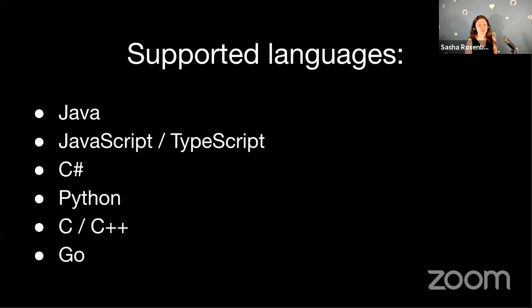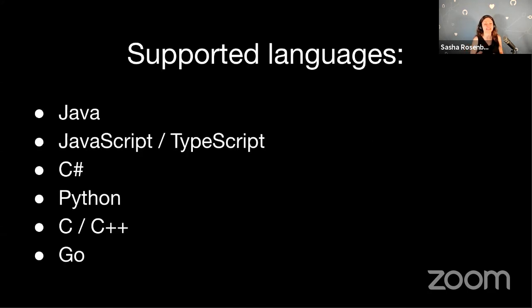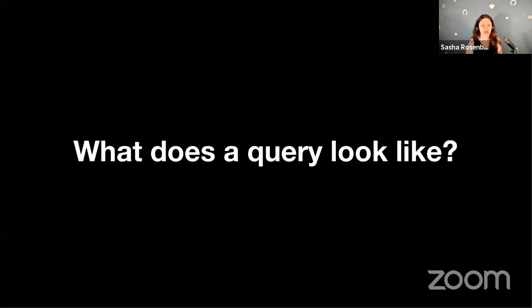So the supported languages right now are Java, JavaScript and TypeScript, C#, Python, C, C++, and Go. I don't believe we have anything else coming out shortly. So if you have a favorite language, reach out to us and we will see how we can get it in the pipeline. But these are the languages available right now that you can use CodeQL with. And like I said, it's a little bit different for compiled versus non-compiled languages, but it works for both of them.